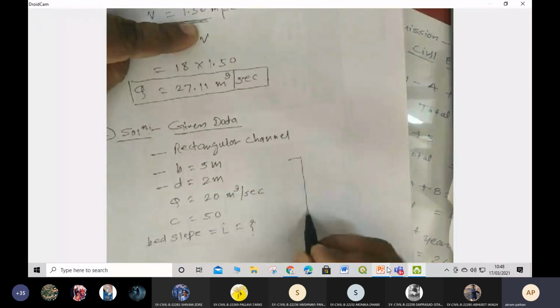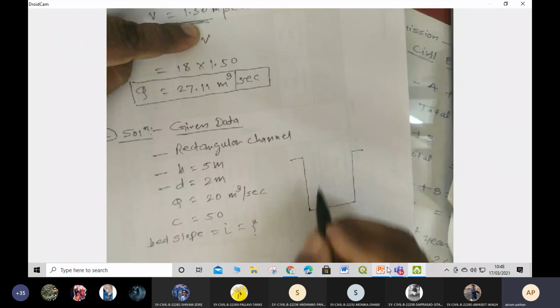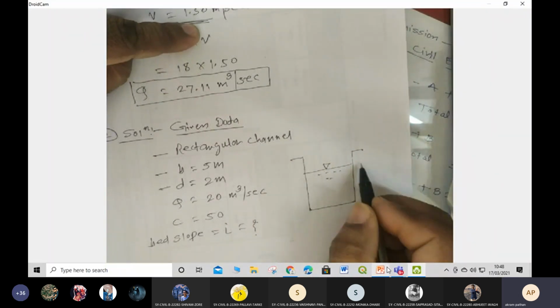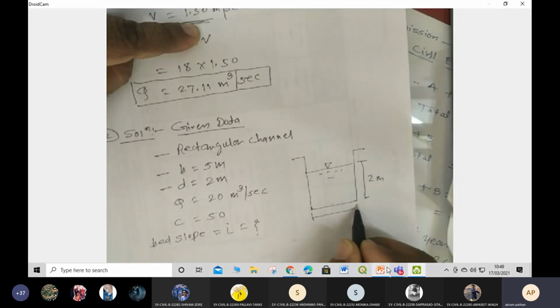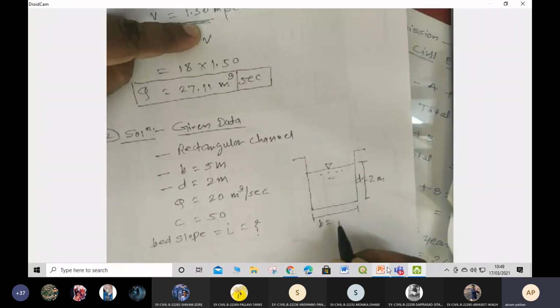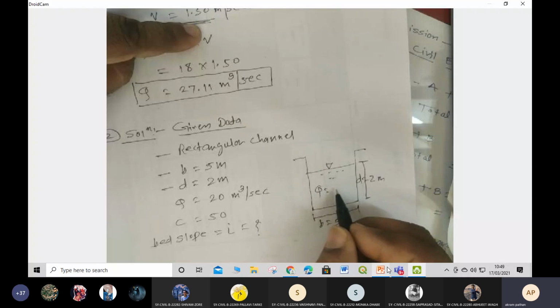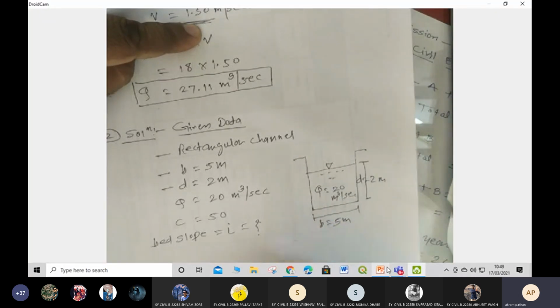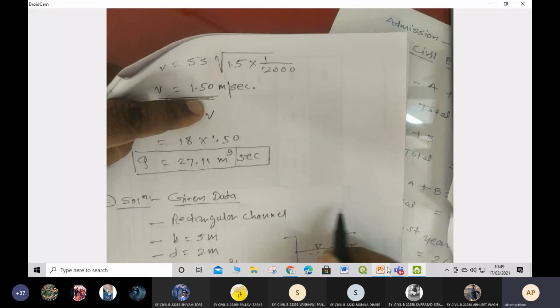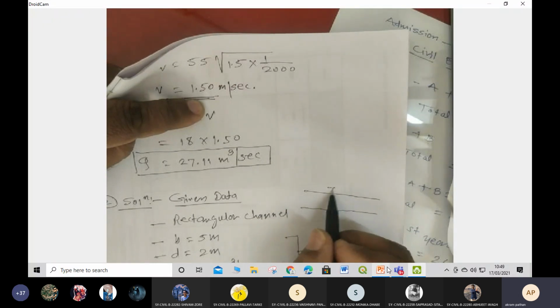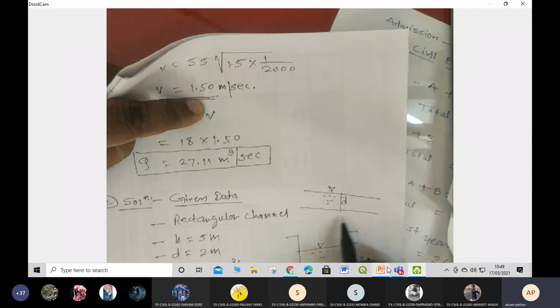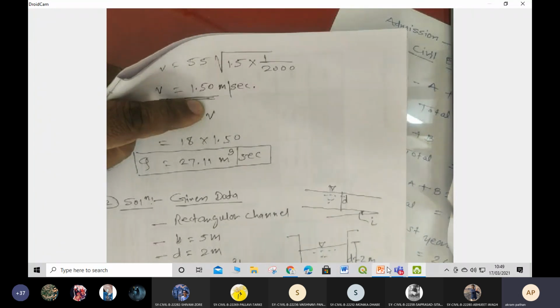So we have a cross section, a rectangular channel is there. So this is a rectangular channel. The total depth is given 2 meter. The width is given B, 5 meter. And discharge is also given 20 meter cube per second. And if you draw the cross section for this particular problem, so let us try to understand the L section also. So this is a channel section, in which water is flowing. So this is the depth, and we have to find out this slope, that is I. What should be this slope?